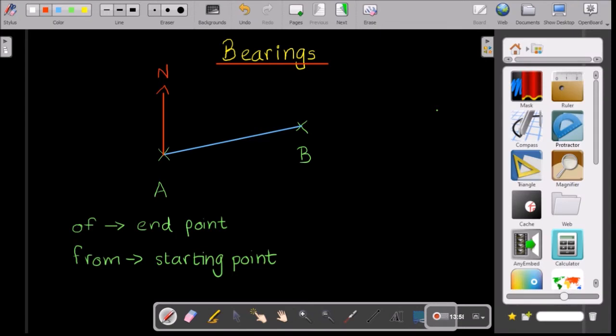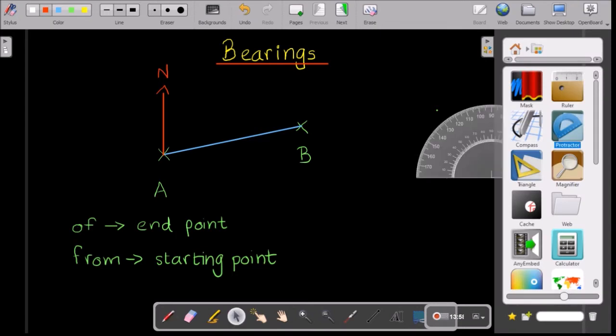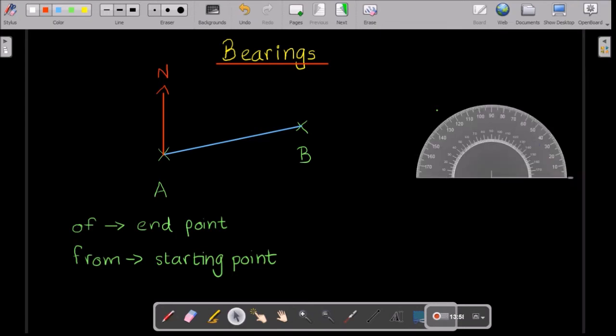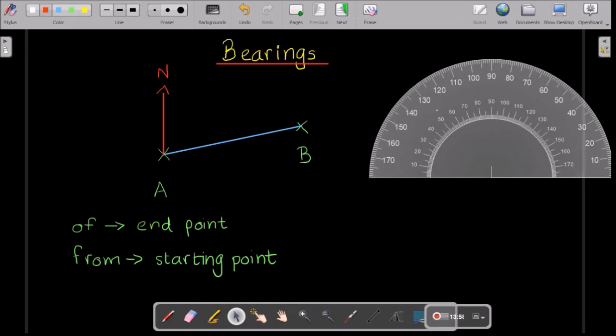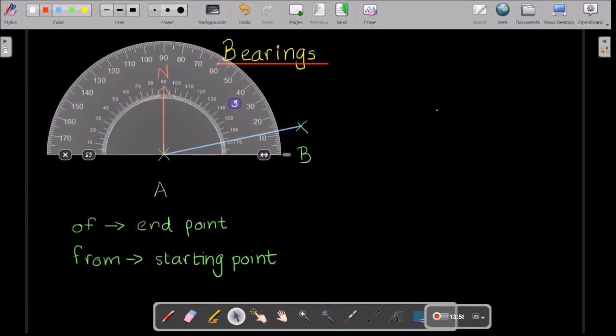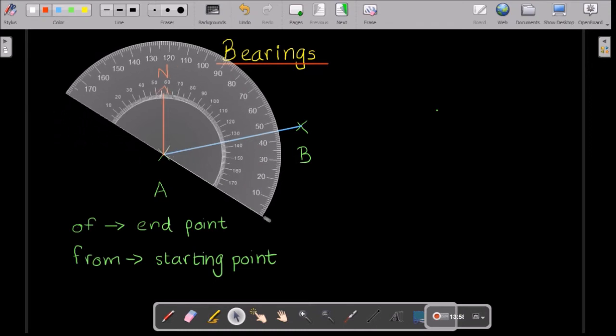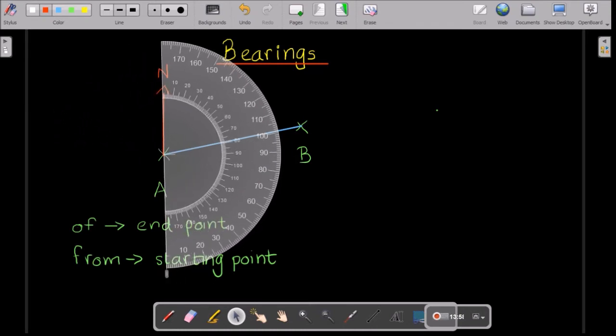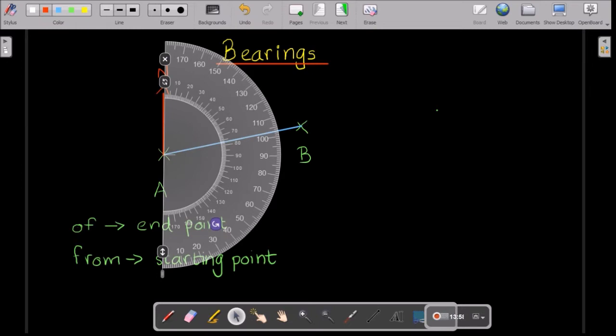In order to find the bearing of B from A, I need to measure the angle clockwise from the north. To do this, I'm going to use a protractor. Let's make this protractor a little bit larger. Place it over there. I need to rotate it so that it is aligned with my north line, and I'm going to go clockwise from the north. So I'm going to start from here.